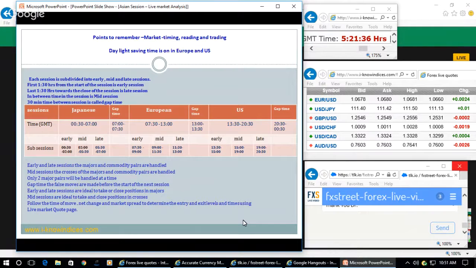These are all the market timings. From now on, you'll find that there is a 30 minutes gain in the European session, and 1 hour gain in the US session, and 30 minutes loss in the Japanese session. These are all the session timings till October.